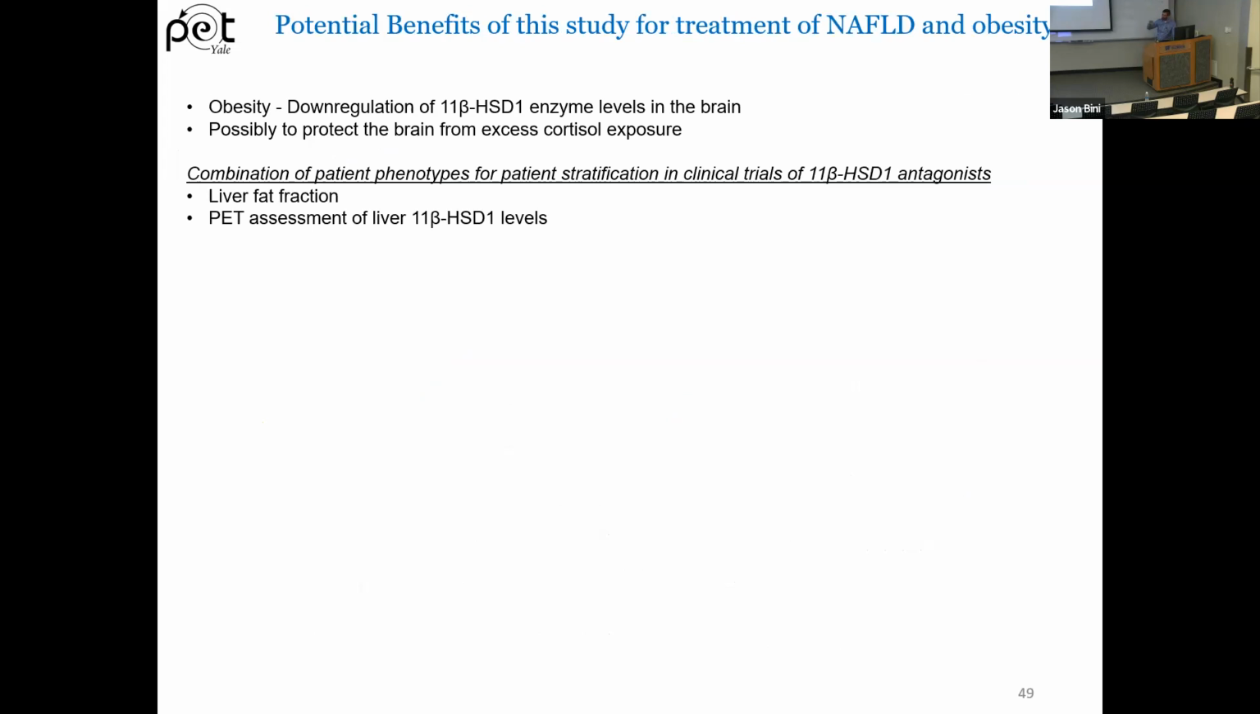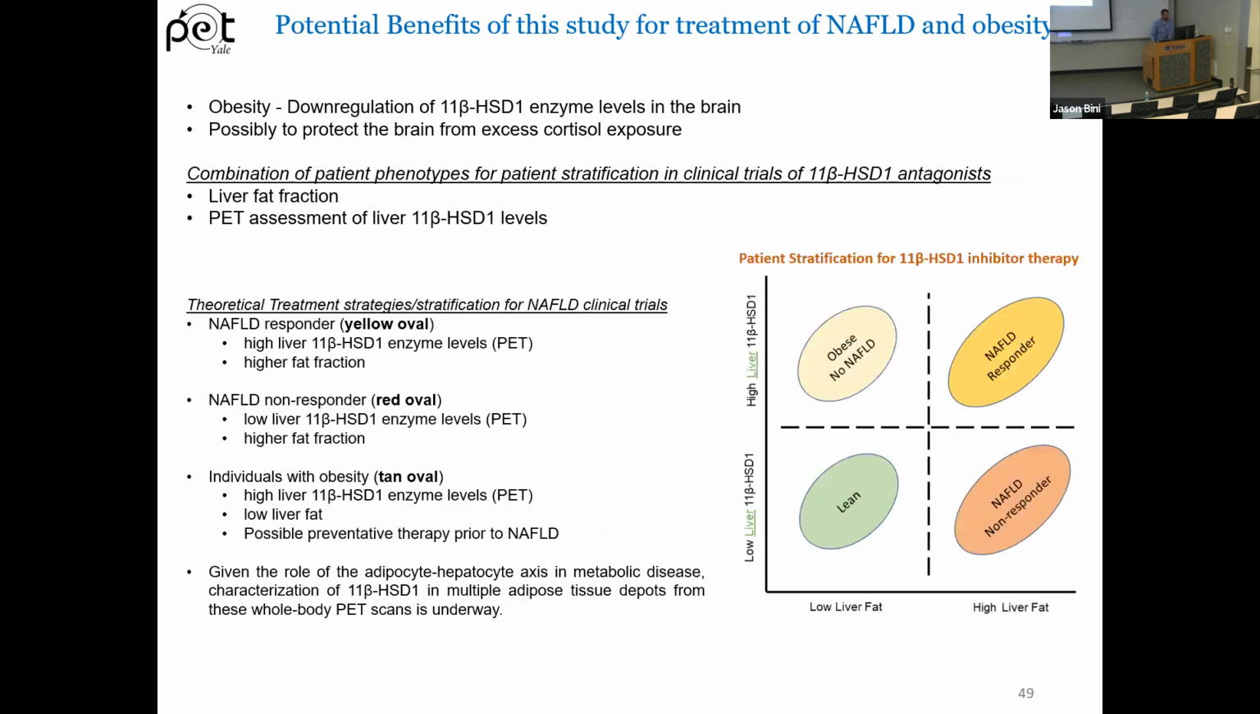So in obesity, we see the downregulation of this enzyme. We think that that's a protective effect of the increases in the adipose tissue and the liver. And we're looking at these different combinations of phenotypes. So you can think of this grid where you say, okay, if they have high enzyme but low liver fat, that's probably maybe obese without fatty liver disease. They may be a candidate for protective therapy to try to reduce this cortisol that would progress them to fatty liver disease. But if you have high liver fat and high enzyme uptake, that could be a responder for fatty liver disease.